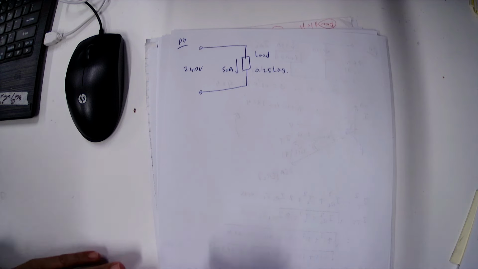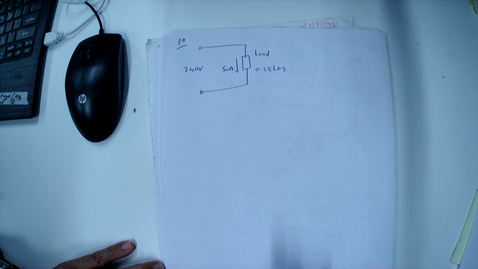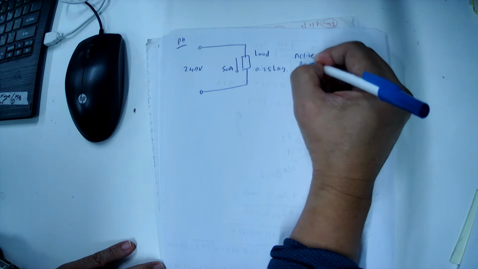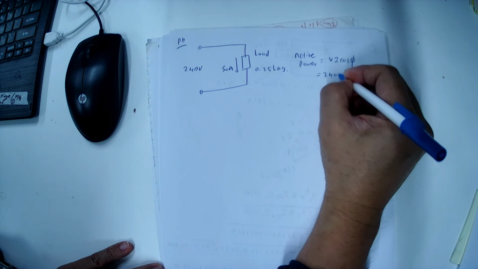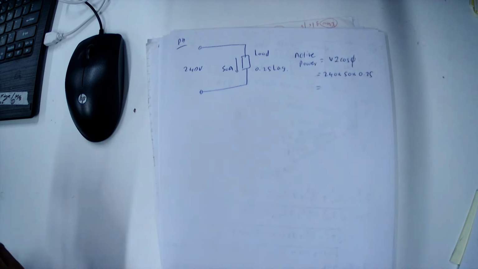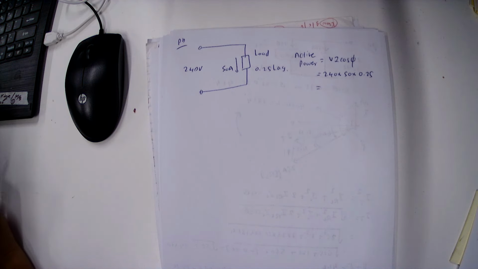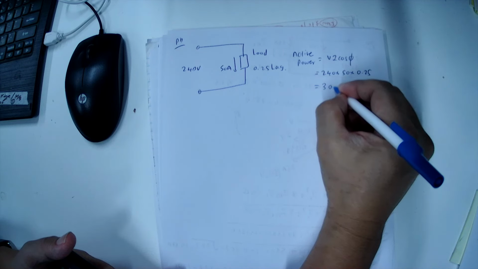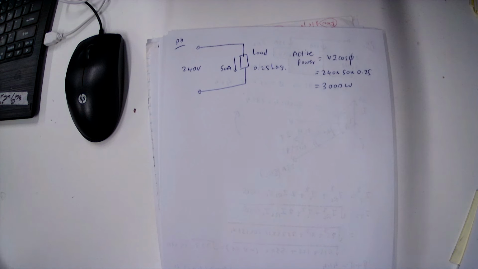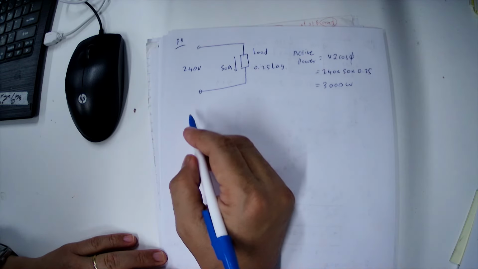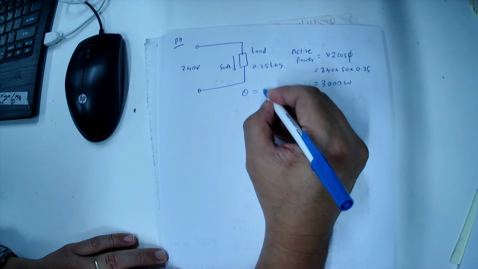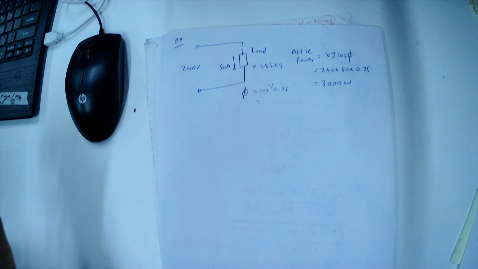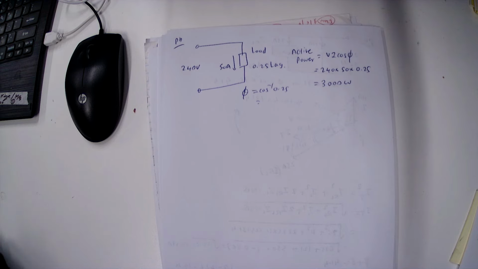So in this case, we can find out the original active power. Active power is VI cos phi. Voltage is 240, current 50, and cos phi is given as 0.25. So 240 multiply 50 multiply 0.25, you get 3000 watt. So this is the original active power. Also the angle can be calculated: phi equals cos inverse 0.25, so this is 75.52 degrees.